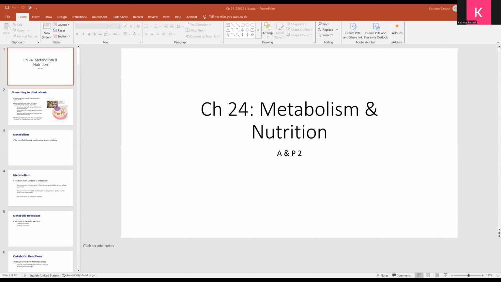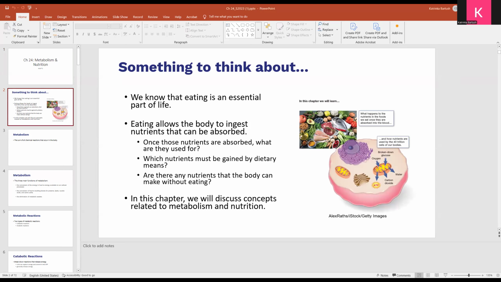Hi, everybody. Let's talk about metabolism and nutrition. This is chapter 24 in your current textbook. Pardon me as I get this moving the way I want it to. There we go. So, you realize, of course, that you have to eat food in order to survive.